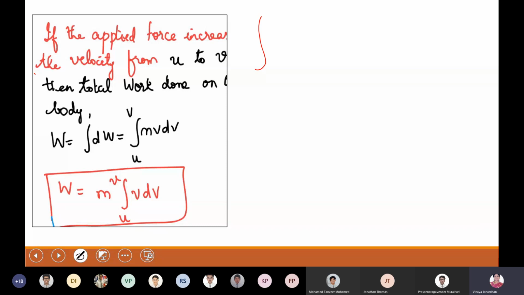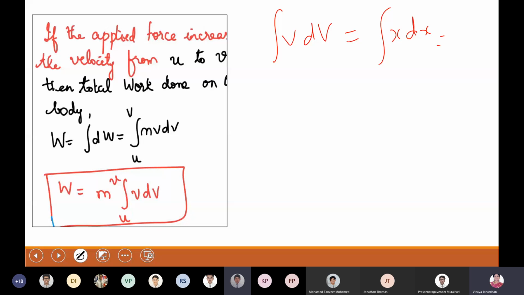It's like this. dw must be equal to total work done, because your velocity is changing from u to v. You are using your integral calculus. Now, can you solve this, boys? Now, boys, 1 second. It is v dv. It is similar to x dx. So, what is integral x dx?